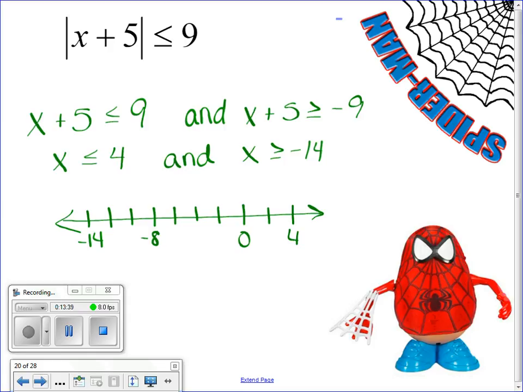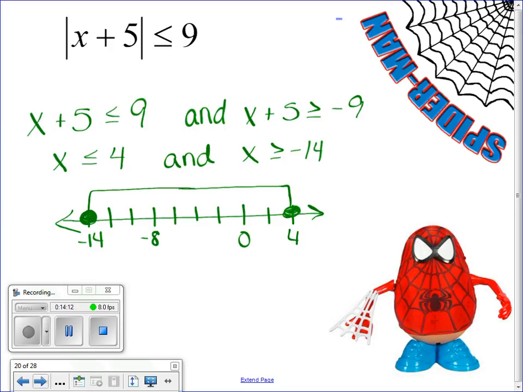Open or closed? Closed. So I have a closed at 4 and a closed at negative 14. As long as I can tell that you meant for it to be closed. All right, so where are the numbers less than 4? Left. And the numbers greater than negative 14? To the right. Yep, it's got the equal to part underneath it. That means I have to color it in.